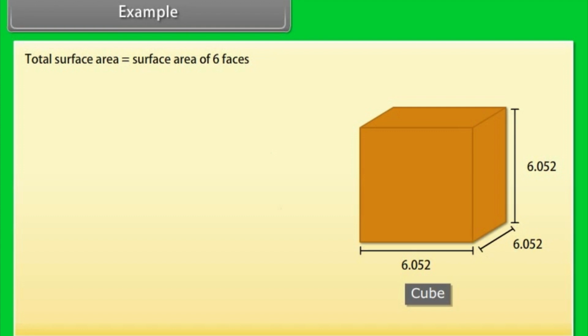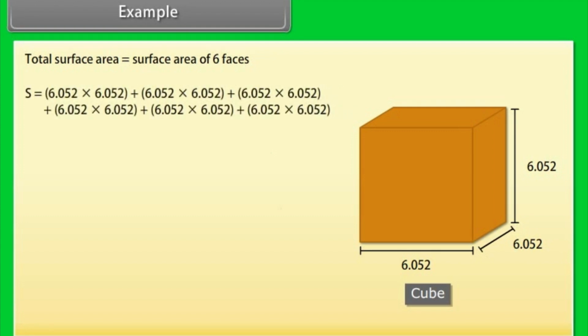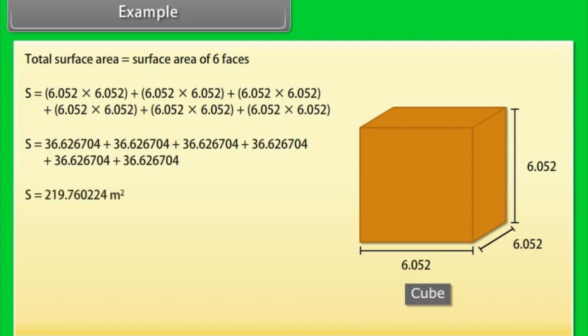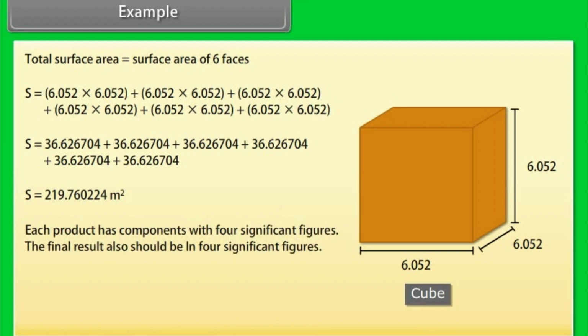Total surface area is equal to surface area of 6 faces. After calculation, we get S is equal to 219.76 meter square. Each product has components with 4 significant figures. The final result also should be in 4 significant figures. Thus, S is equal to 219.8 meter square.